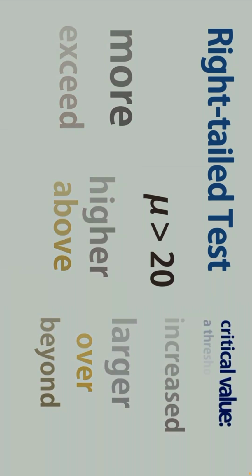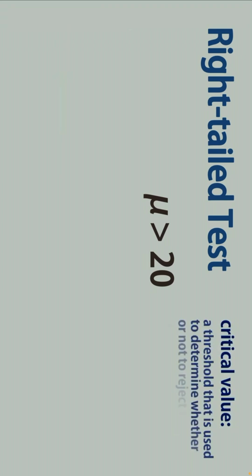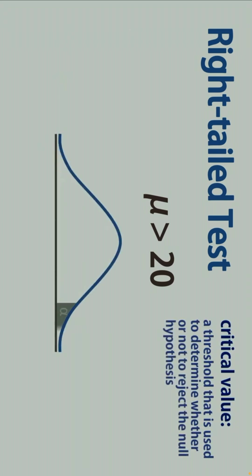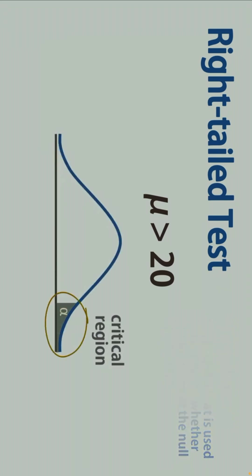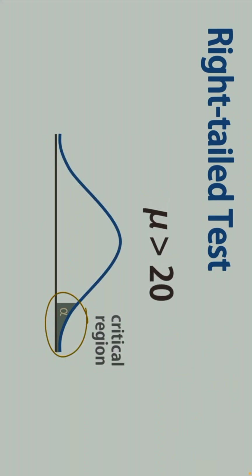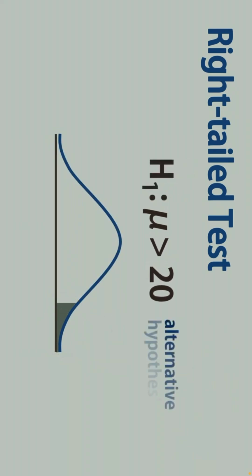The critical value for a right-tail test will always be positive, and the critical or rejection region under the curve will be to the extreme right, hence right tail. Note that the direction of the test is indicated in the alternative hypothesis and not in the null hypothesis.